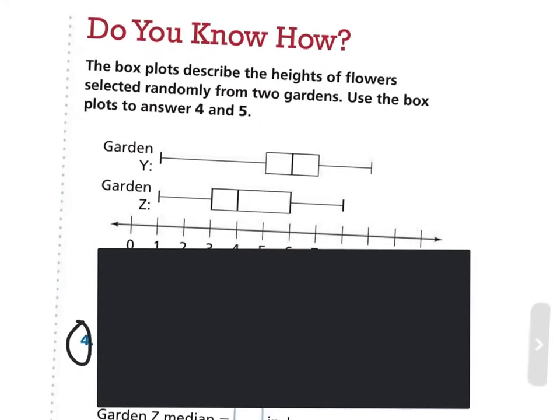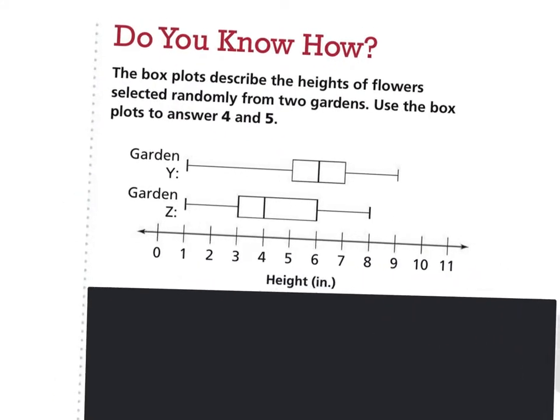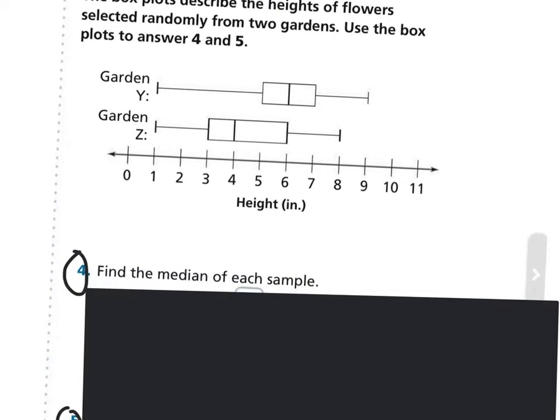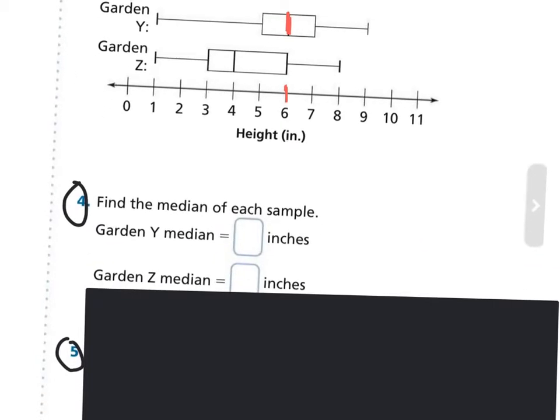We have box plots describing the heights of flowers selected randomly from two gardens. They want us to use the box plots to answer the next two questions here. So they want us to find the median of each sample. So if we look at our box plots, we look at garden Y, right where the two boxes meet, that's our median. So garden Y, you'd say the median is 6 inches. And garden Z, median would be 4 inches.